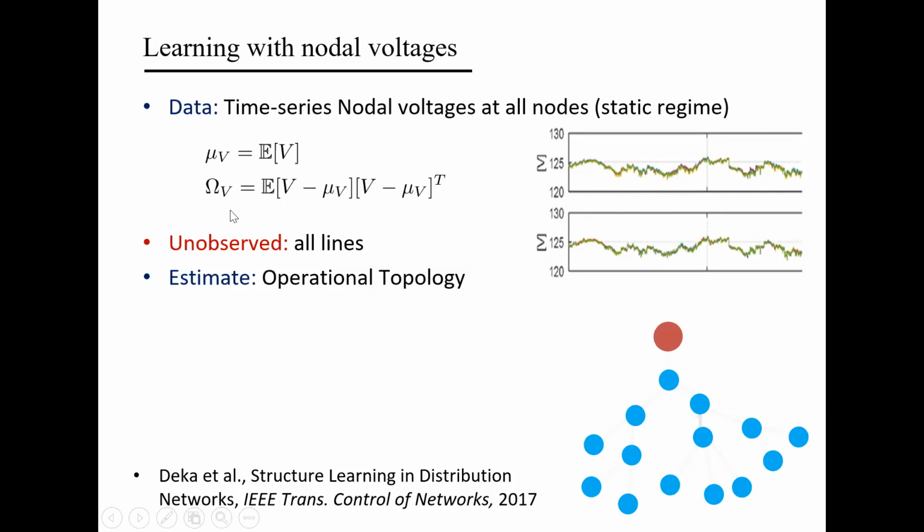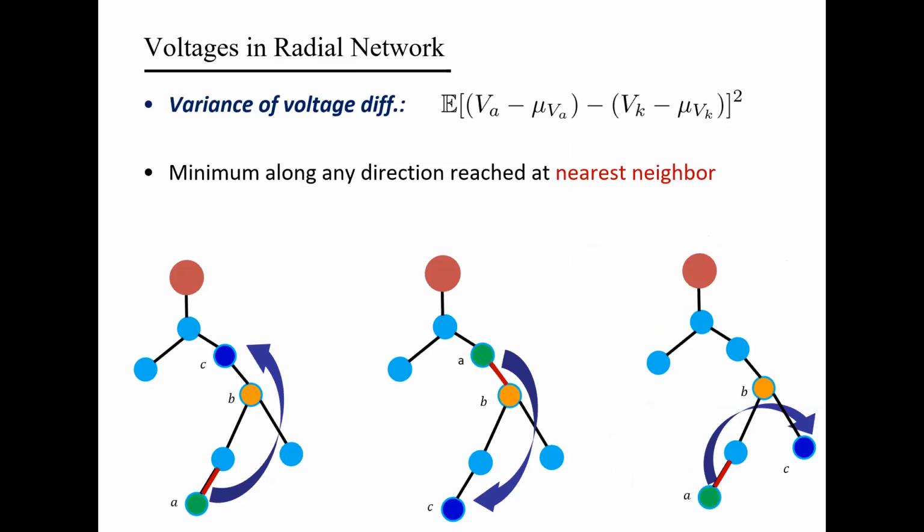Now, if you have voltage data across a time window, you can actually compute the mean, mu, as well as the second order statistics or the covariance of voltage data. Now, using the powerful equations that I just showed in the static regime, in a radial distribution grid, you can actually compute this quantity, which is the variance of voltage differences. So you just take the voltage at two different nodes, take the mean out, and look at the second order characteristic of it. And you can show that this variance of voltage differences actually increases along every permissible path in a real radial distribution grid.